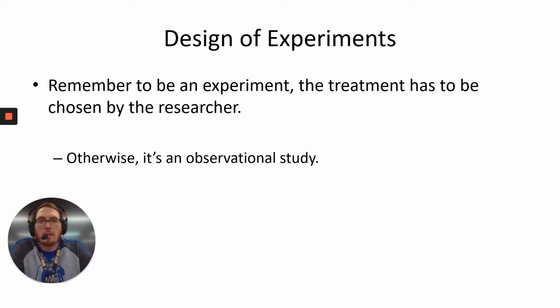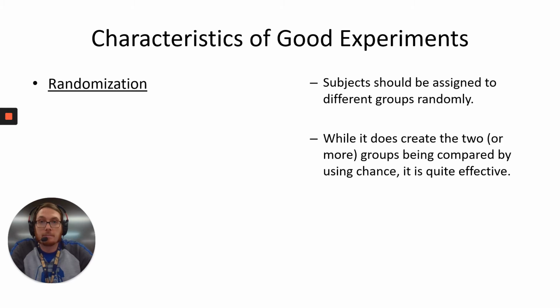So remember, if there is an experiment, that means treatment was selected and chosen by whoever's doing the research. Otherwise, it's an observational study. So everything we're looking at today is dealing with experiments and selecting treatment and things of that nature. If it's not something like that, remember it's just observing, and that's a different realm of statistical analysis.